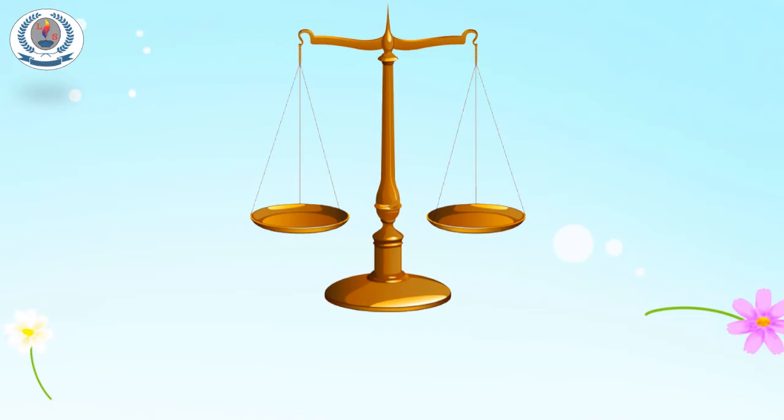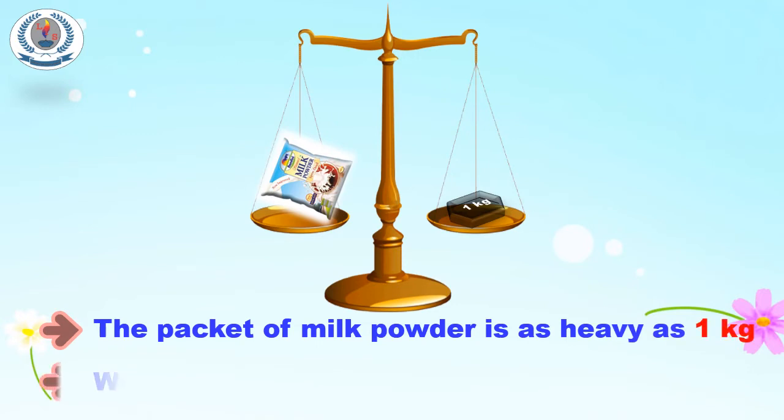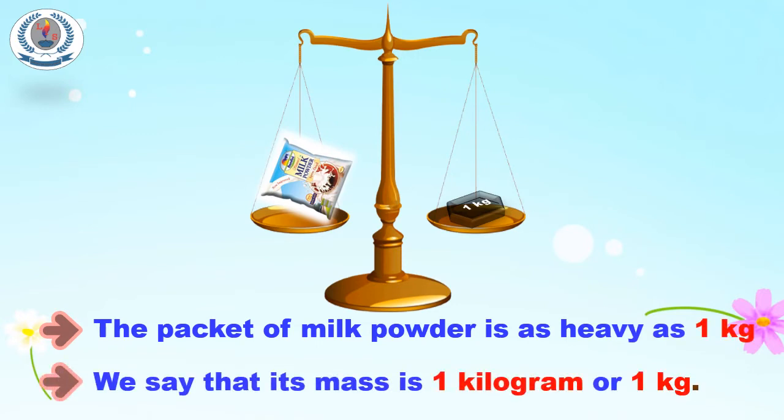Let's measure the mass of a packet of milk powder. As we did earlier, on one side I keep a packet of milk powder and on the other side I keep a mass of 1 kilogram. So you can see the scale is balanced. Therefore, we say that its mass is 1 kilogram.